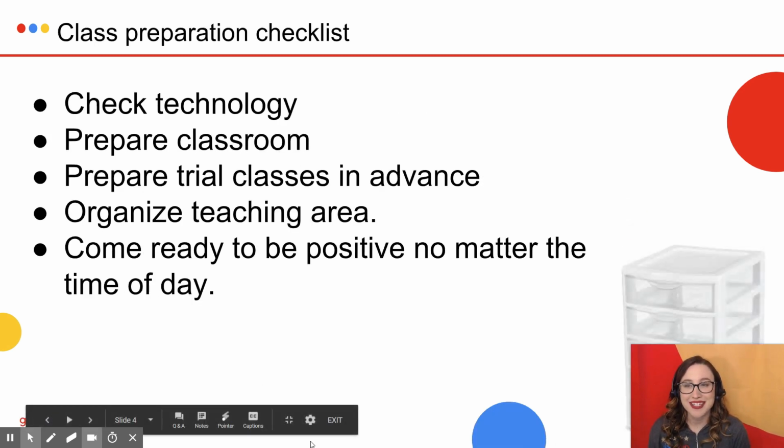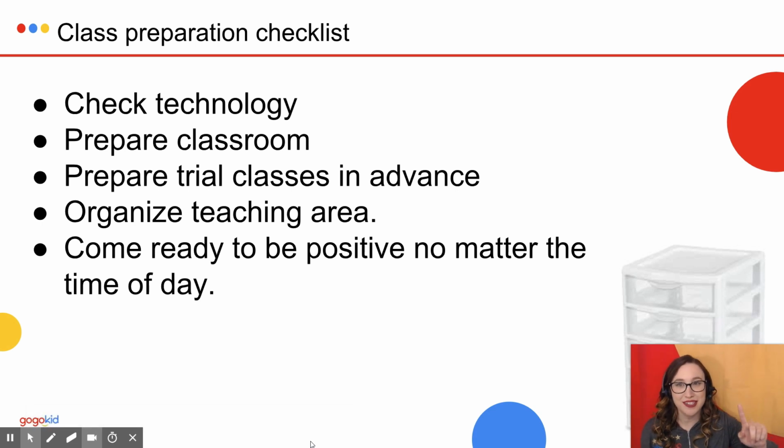To prepare for class, you first want to check your technology carefully. You want to ensure that you have functioning equipment such as a headset, webcam, and wonderful internet connection. You need to prepare your teaching classroom, have an attractive background, have some props, like a stuffed friend, or a microphone, or a whiteboard that you can write on.